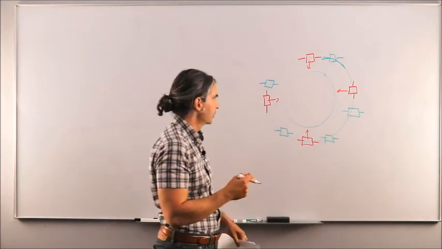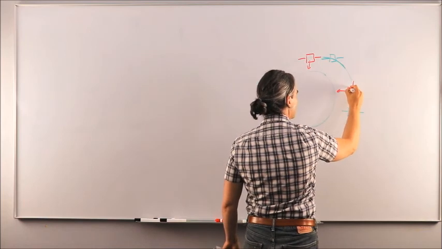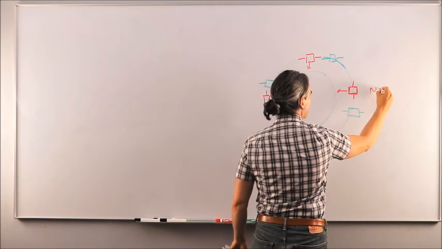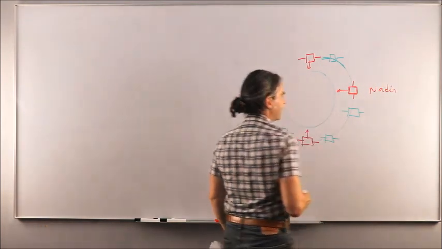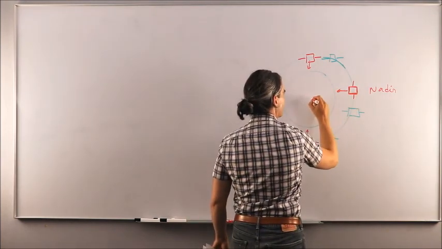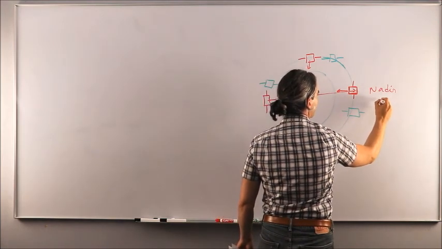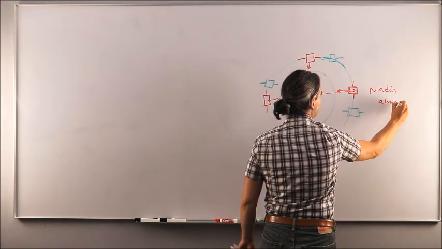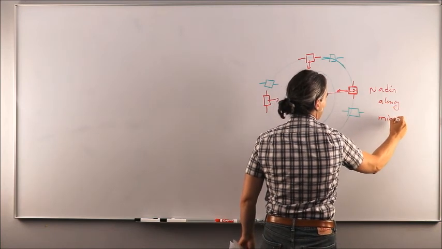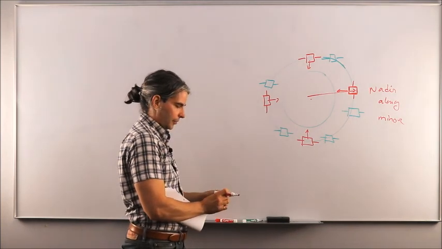And specifically, it would torque the spacecraft such that it maintains a nadir orientation with its minor axis aligned with the position vector of the spacecraft. Okay? Nadir along the minor axis of inertia, or minor axis of rotation.